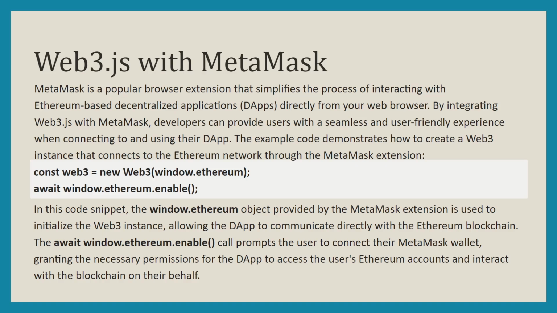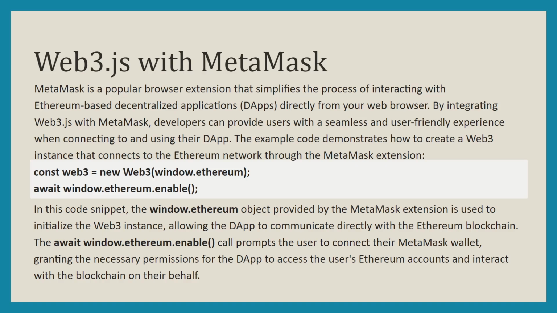The example code will demonstrate how to create a Web3 instance that connects to the Ethereum network through the MetaMask extension: const web3 = new Web3(window.ethereum); await window.ethereum.enable(). In this code snippet, the window.ethereum object provided by the MetaMask extension is used to initialize the Web3 instance, allowing the dApp to communicate directly with the Ethereum blockchain.